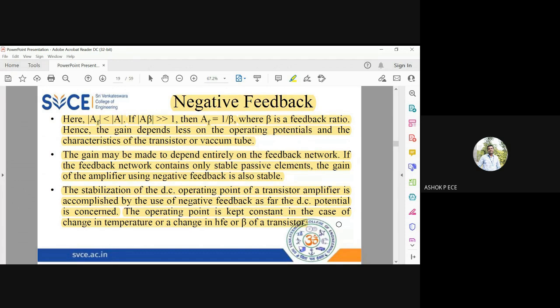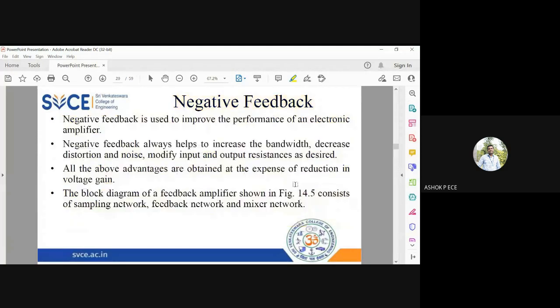So by using negative feedback, all these problems relating to biasing will be completely ignored because the feedback will take care of the biasing. The feedback will always ensure that the Q point is exactly in the middle of your DC load line. So that is a very, very important property of negative feedback. Negative feedback is used to improve the performance of an electronic amplifier.